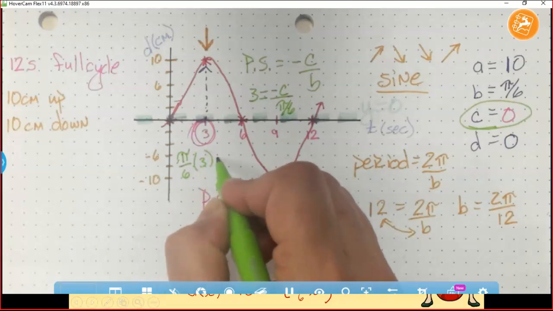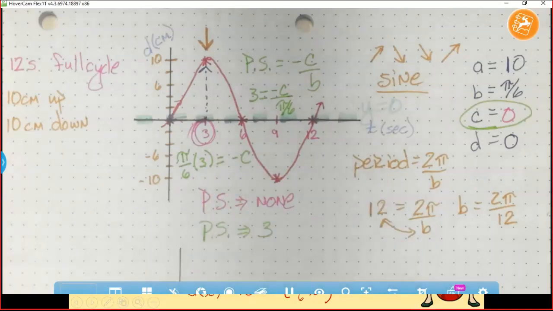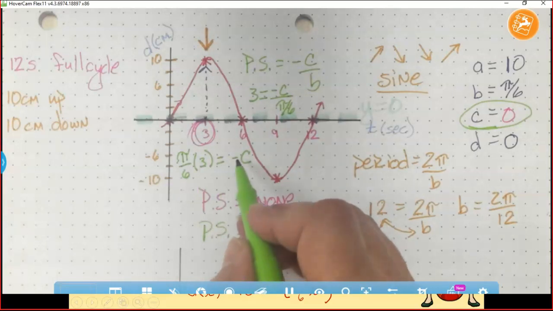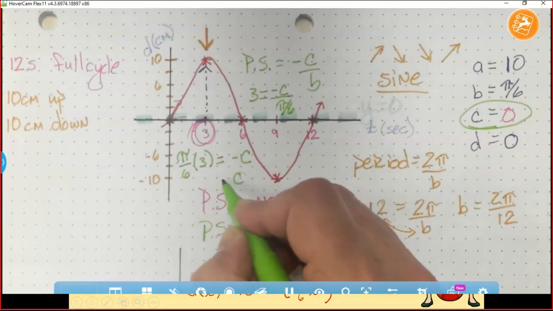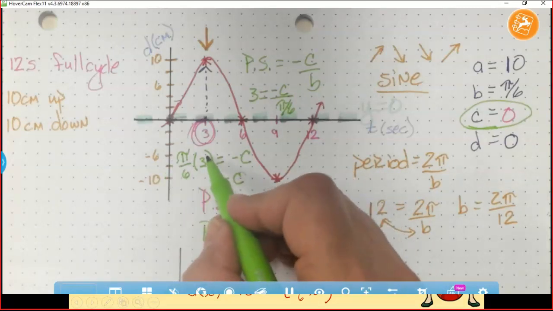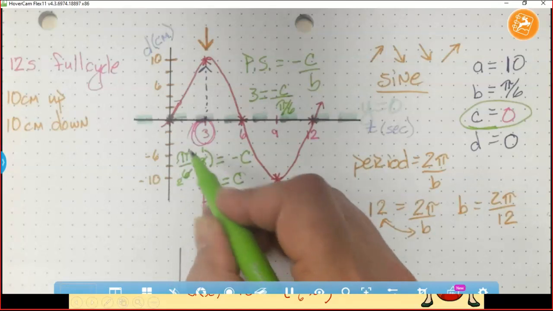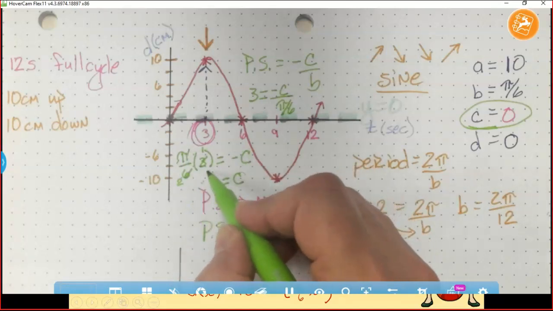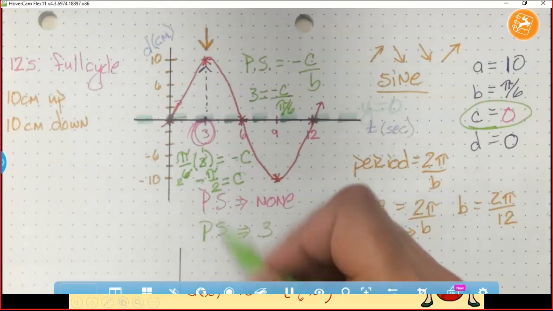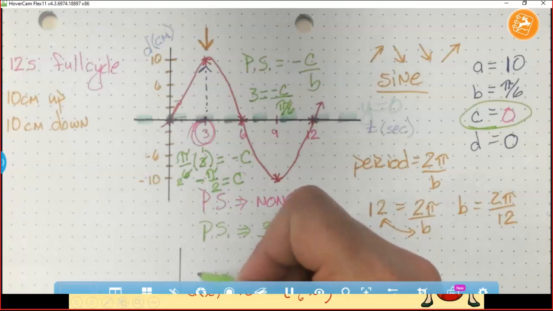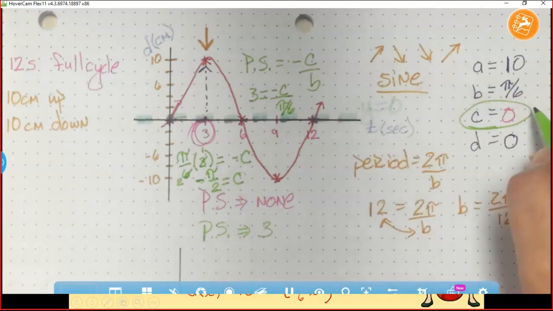times 3 equals negative C. Well, I don't like that negativity right there, so I know I've got to multiply by a negative in the long run. So this is going to tell me that my C value is equal to, these cancel out, that's a 1, that's a 2. So this becomes pi over 2. Because I got rid of that negative, I multiplied or divided by a negative 1 as well. So my C value now is negative pi over 2.